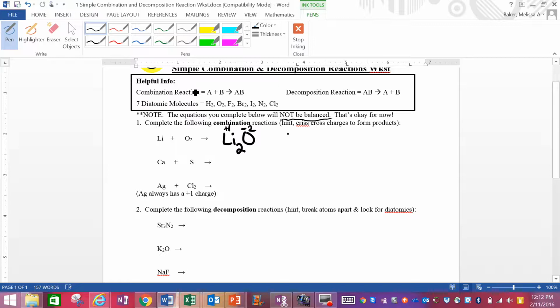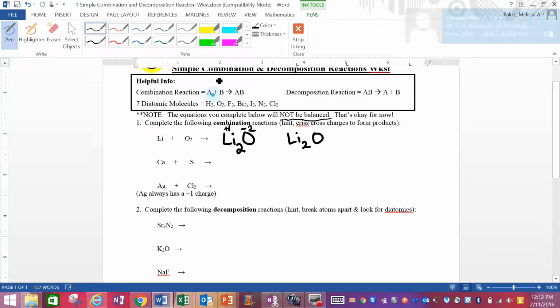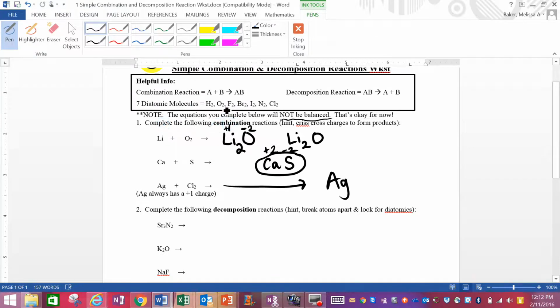The product is Li2O. For the next one, it's calcium, which has a +2, and sulfur, which has a -2. So those cancel out. So our product is CaS. For our next one, it says silver always has a +1 charge. It had to tell us that because it's a transition metal. Chlorine is a -1. So our product is AgCl.